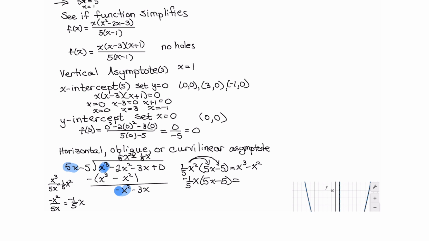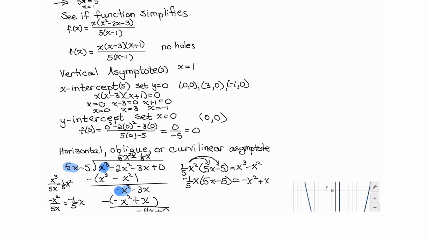Negative 1/5 x times 5x is a negative x squared. And negative 1/5 x times a negative 5 is a plus x. Writing that underneath what we have in our division process and subtracting, I get negative x squared minus a negative x squared. They remove, and negative 3x minus x is negative 4x. Bring down the plus 0.